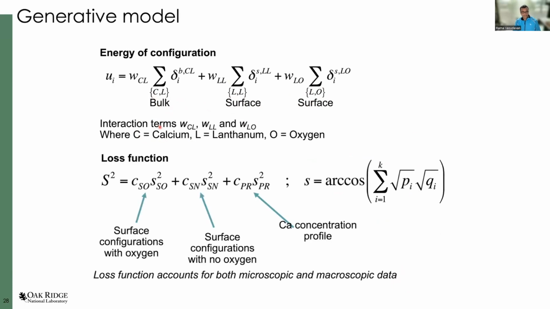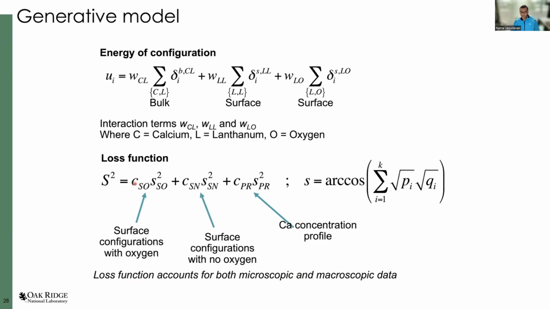And so we can come up with a loss function, which is the statistical distance squared, where we incorporate both the atomically resolved information, which comes from our configurations that we computed from those atomically resolved images, as well as the calcium concentration profile, right? So the profile of calcium segregation that we got from our XPS data. So this loss function accounts for both microscopic and macroscopic data, right?